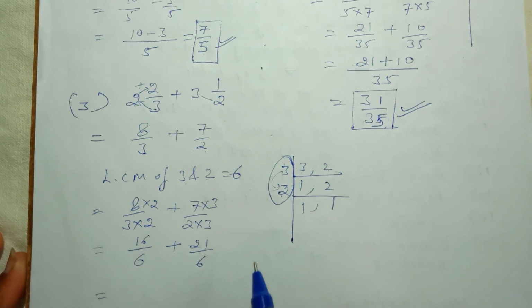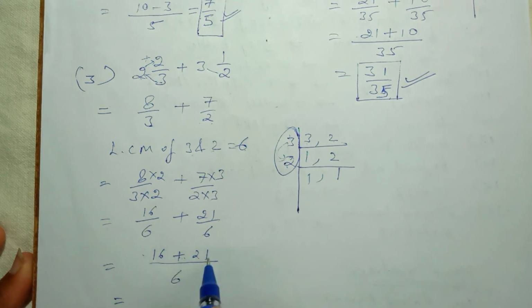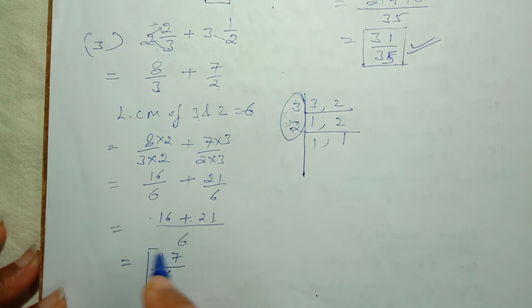Now both the denominators are the same, take them one time and do the calculation of the numerator according to the sign rule. Again both of them are in the same sign, and same sign means they are to be added. So we have to add both of them. After addition we are getting 37 upon 6. There is no cancellation between numerator and denominator, so this is the answer.